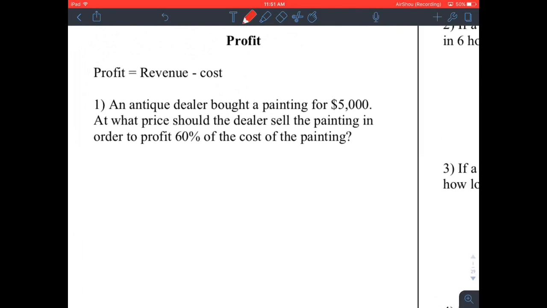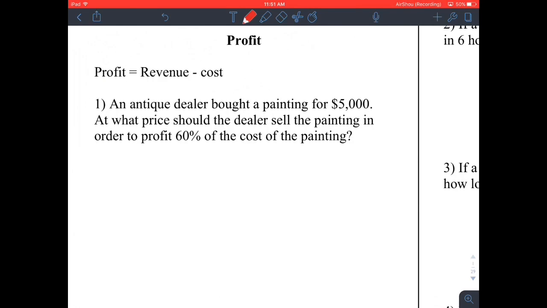Next, let's talk about profit. Profit is taking the revenue, that's the money that comes into the company, minus the cost. Cost can be in many forms. Could be what you're paying the employees, could be from materials or whatever you're producing. So in general, profit is revenue minus cost.